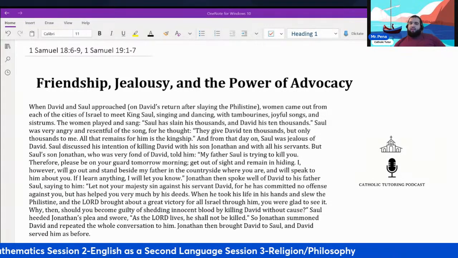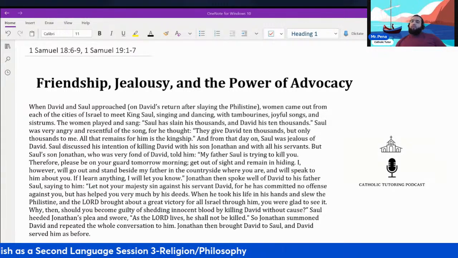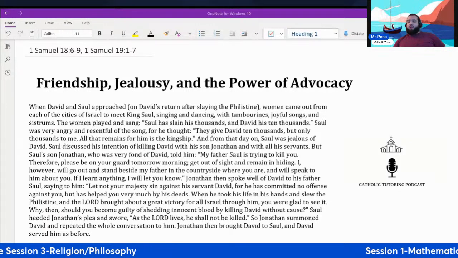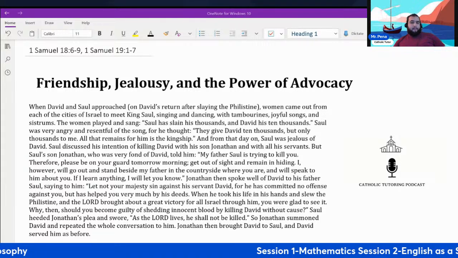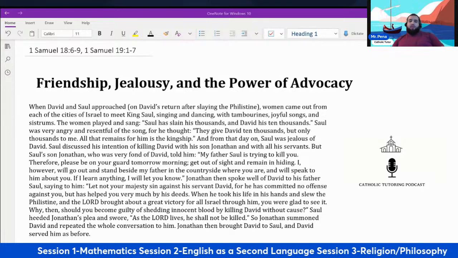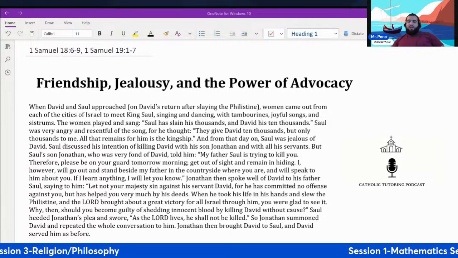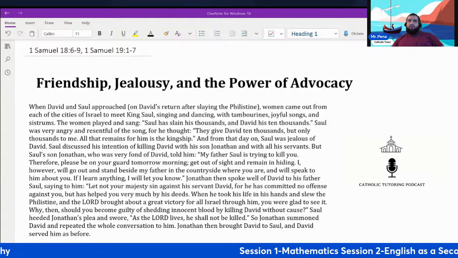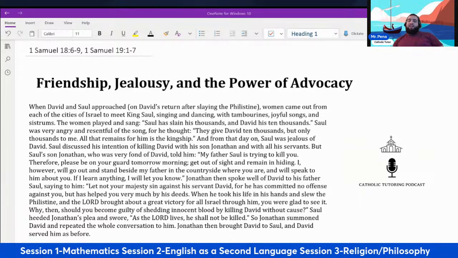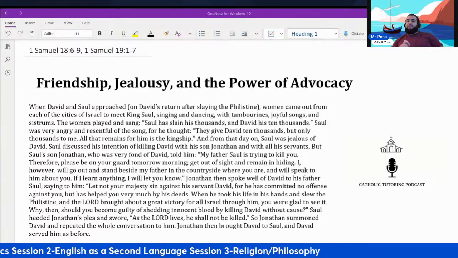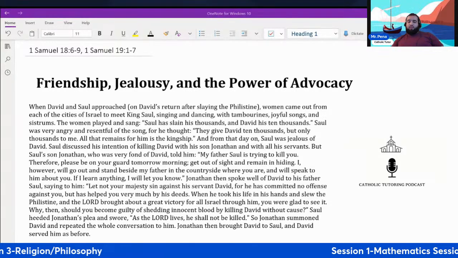As we reflect on the events described in this passage, we witness the aftermath of David's victory over the Philistine giant, Goliath. The women of Israel, in their exuberant celebration, sing praises to both Saul and David. However, the words they choose unintentionally ignite the flames of jealousy within Saul's heart. The comparison between the thousands and the tens of thousands becomes a source of resentment for Saul. And from that moment, jealousy takes root in his soul.